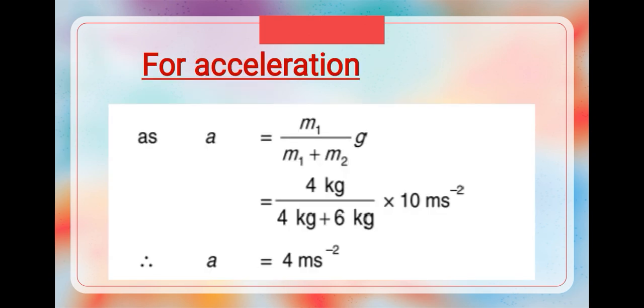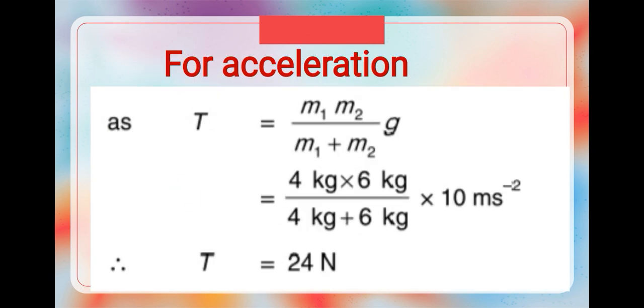For acceleration, there is a formula of case 2: a is equal to m1 g divided by (m1 plus m2). What is m1? m1 is equal to 4 kg. So a is equal to 4 kg into g, divided by 4 kg plus 6 kg, where the value of g is 10 m/s². By calculating, we get the acceleration is equal to 4 m/s².